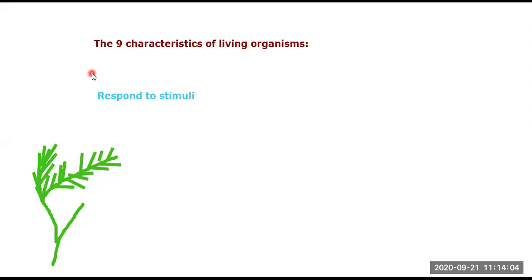The next characteristic of living things is responding to stimuli. Different living organisms respond to stimuli in different ways. Have you ever seen the Mimosa pudica plant or the touch-me-not plant? You might have seen that when you touch the plant, it folds its leaves. This is because the water balance is lost in the leaves.